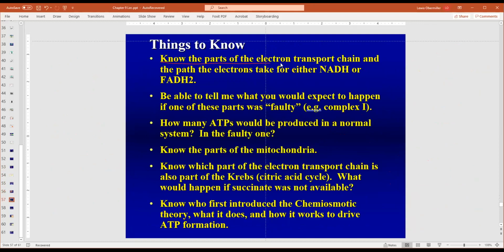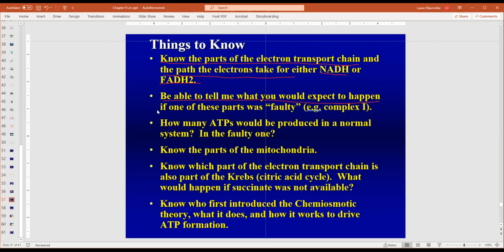So make sure you know the parts of the electron transport chain: complex 1, complex 2, and their location. Coenzyme Q, complex 3, cytochrome C, complex 4. Make sure you know the path the electrons take for both NADH and FADH2. So remember, NADH goes through complex 1, skips 2, goes to coenzyme Q, then to 3, then to cytochrome C, then to 4, then to oxygen. FADH2 doesn't go through 1. It goes 2, CoQ, 3, cytochrome C, 4, and on to oxygen.